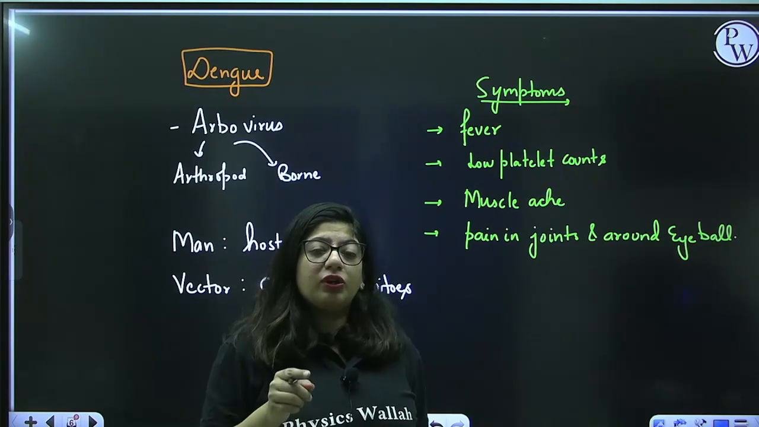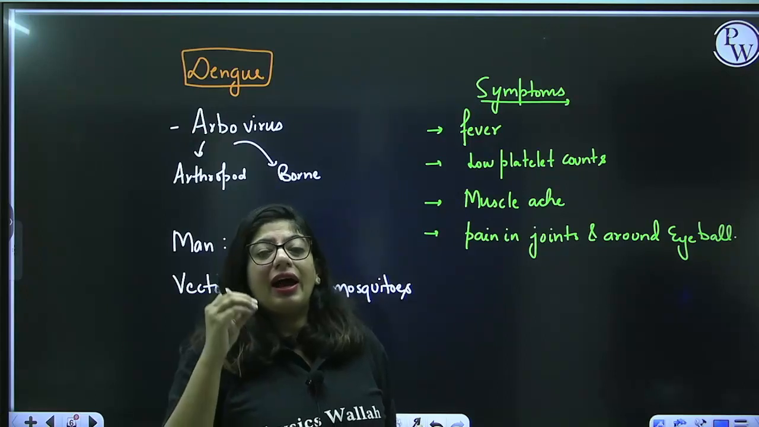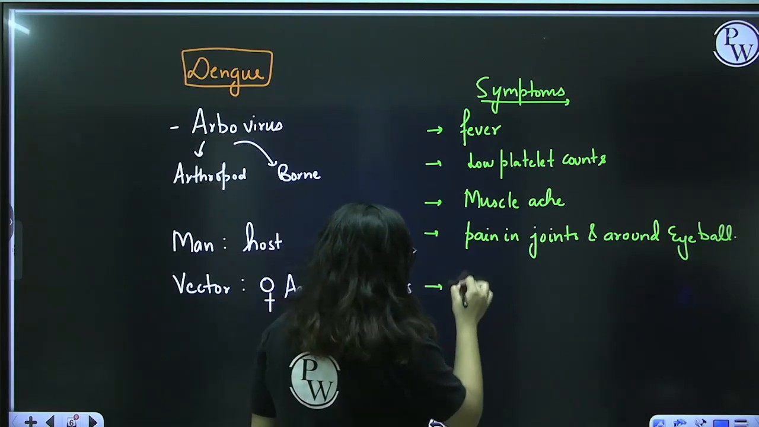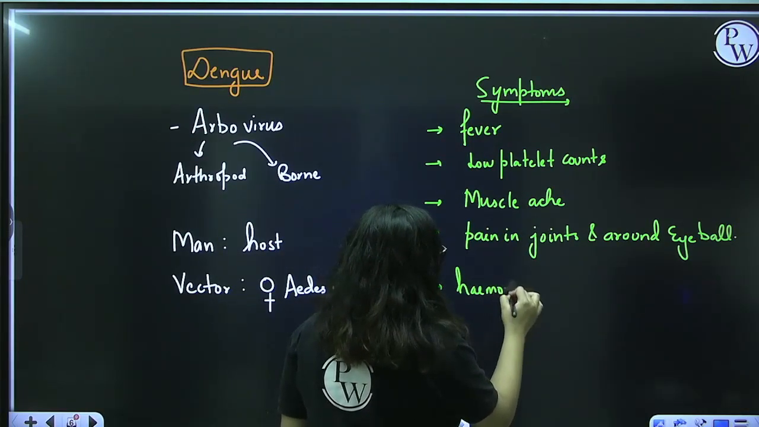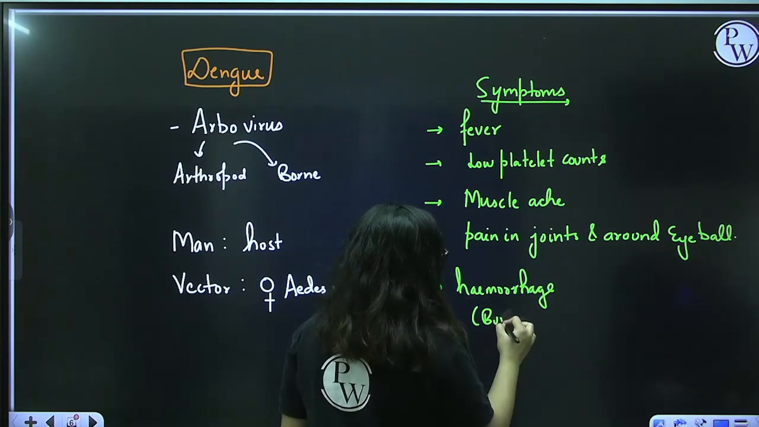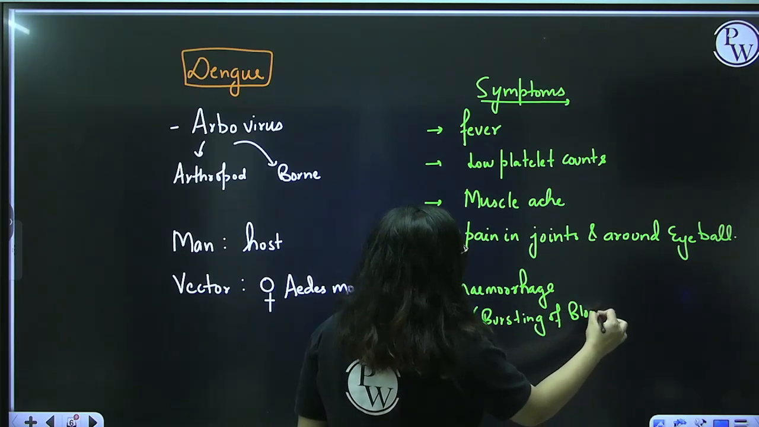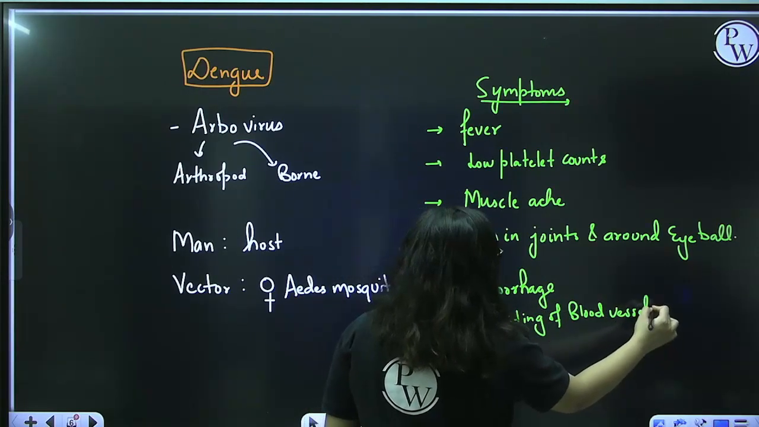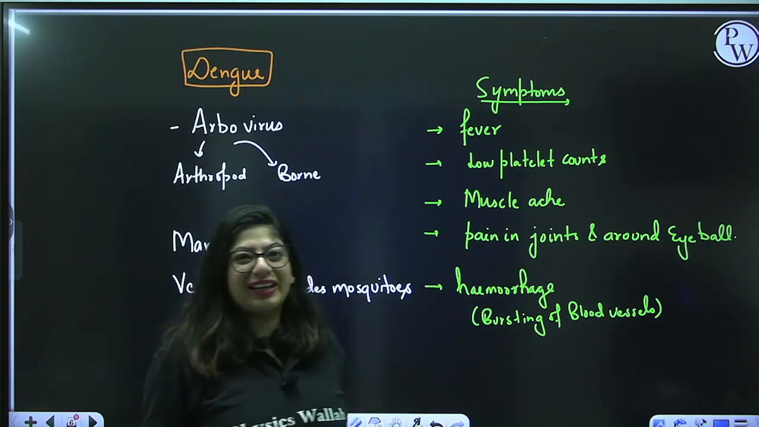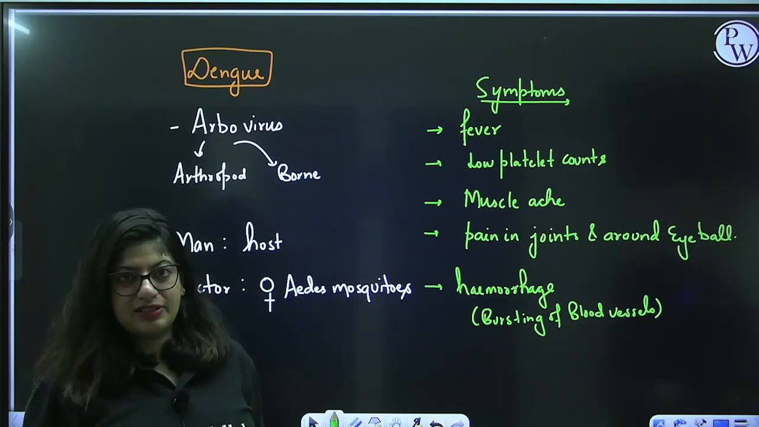In the case when you have a very low platelet count and the dengue is at its peak, in some people hemorrhage can occur. Hemorrhage means there is bursting of blood vessels, and that occurs in extreme cases. So that's why dengue is not that good, okay. That's another viral disease, which is caused by a virus, okay.